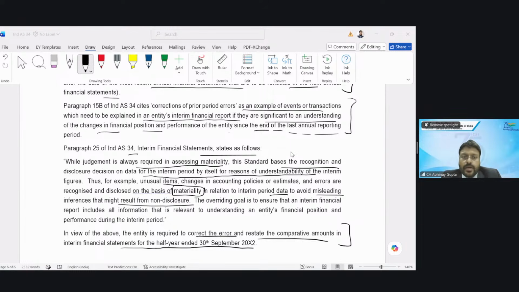So Ind AS 1 requires you to talk about all the items, all the standards' disclosure requirements. Ind AS 34 says all the key explanatory notes. It is not requiring you to disclose all the disclosures required by all the Ind ASs, right? So that is another difference. Anything else?